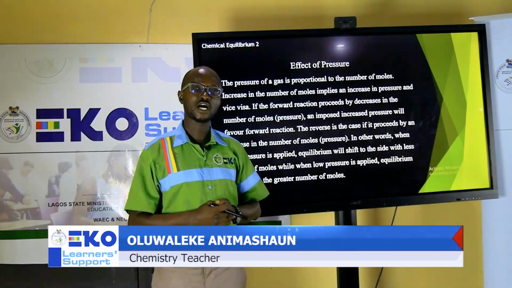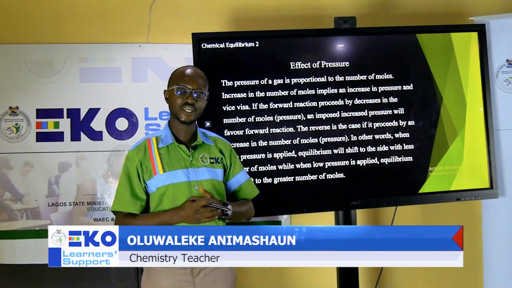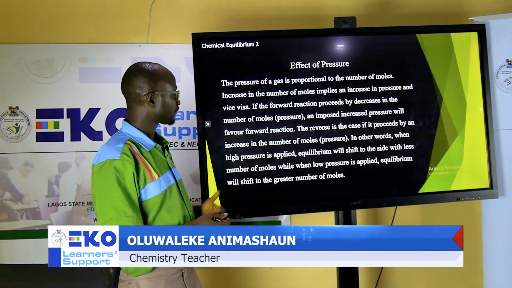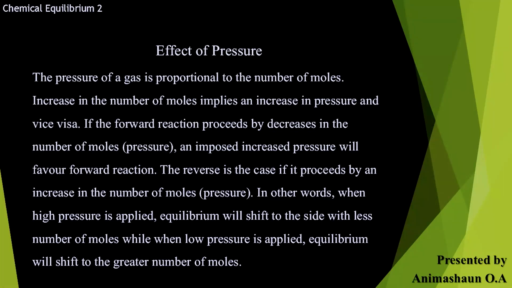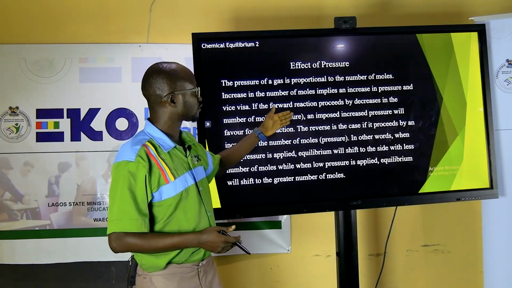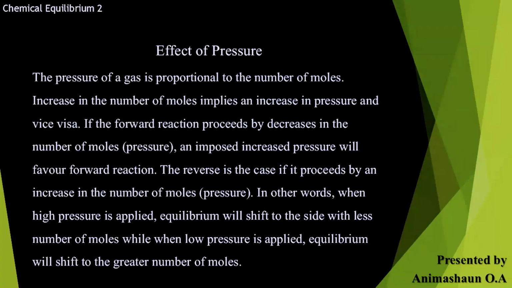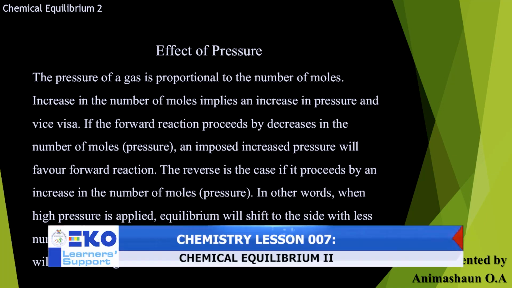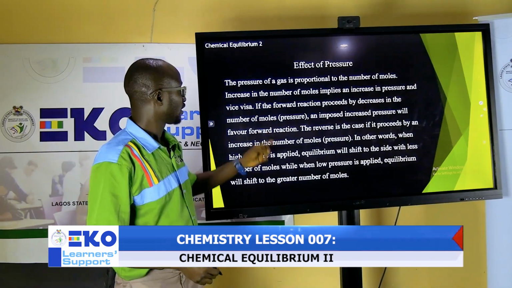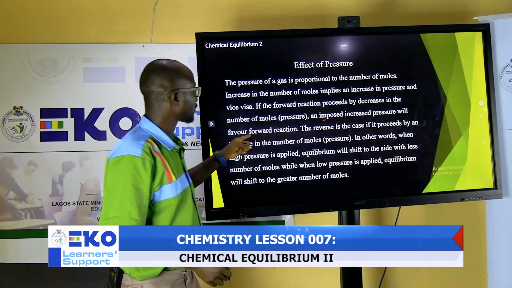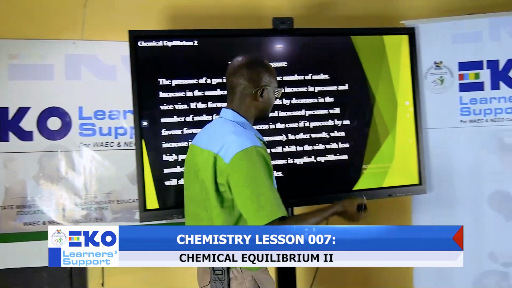Effect of pressure. How does pressure affect a reaction in equilibrium? As we can see, the pressure of a gas is proportional to the number of moles. Increase in the number of moles implies an increase in pressure and vice versa. So if the forward reaction proceeds by decrease in the number of moles and imposed increased pressure, we favor the forward reaction. What is this telling us? Yes, an imposed increased pressure, we favor the forward reaction. What does that mean, students?